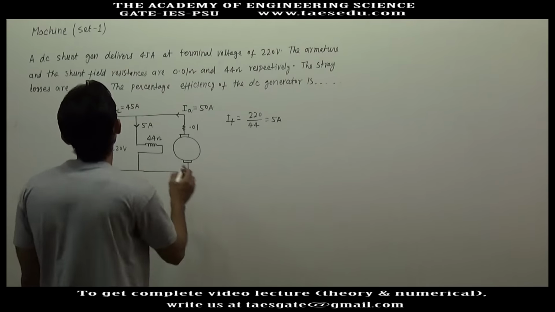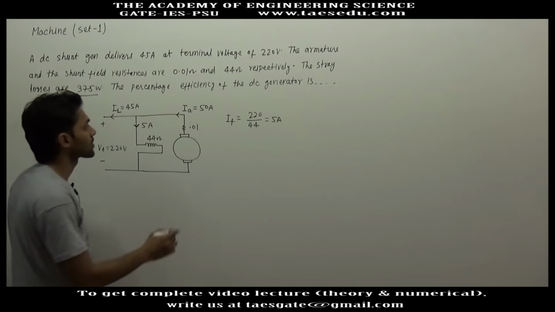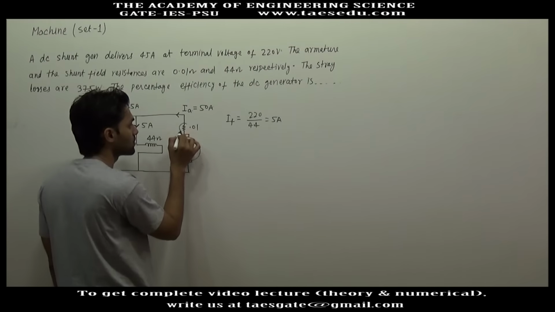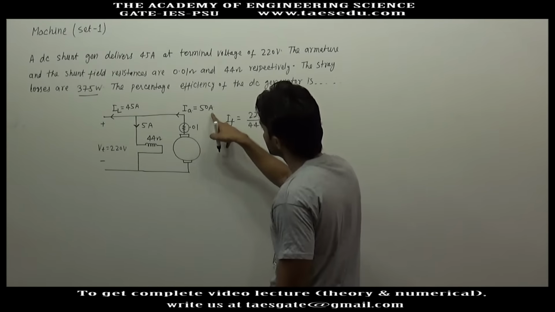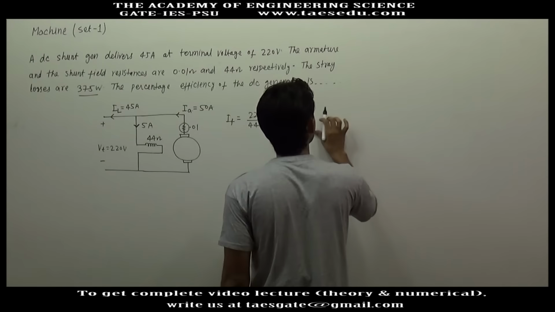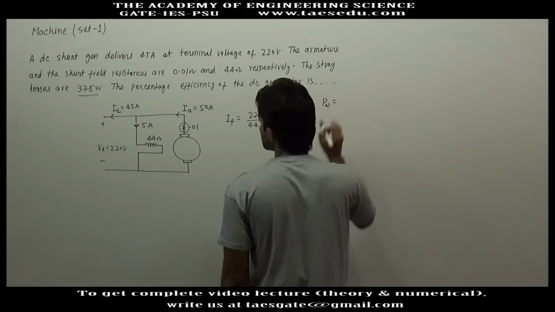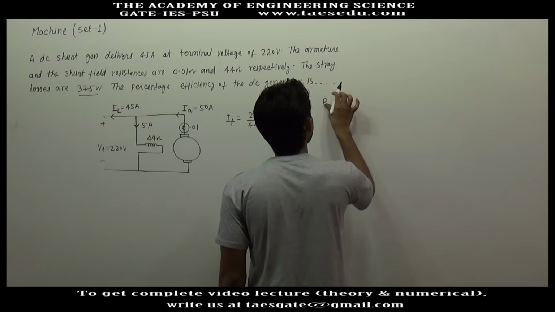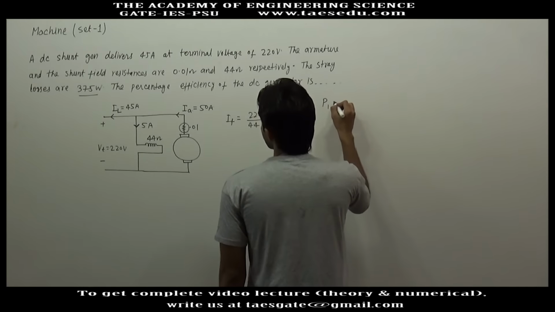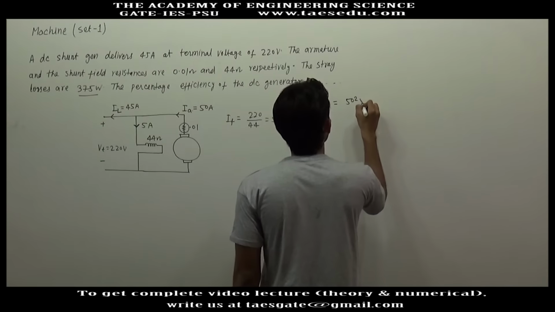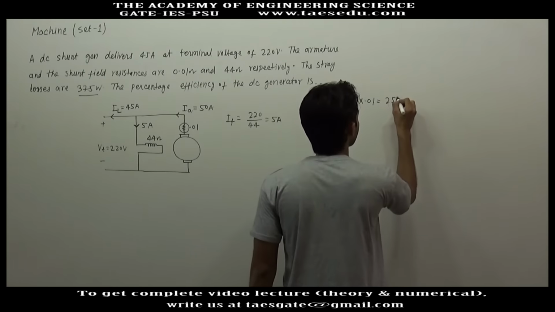And stray loss is given as 375 watt. What will be the other losses? Armature current flows through the armature resistance, so the heat loss in armature winding, let's say this is P1, will be 50 square into 0.01, this will be 25 watt.